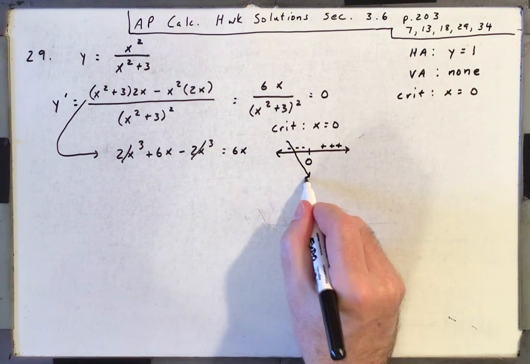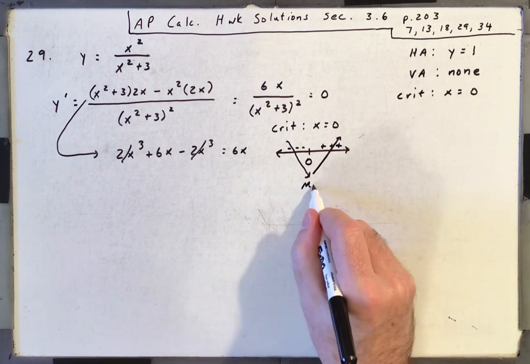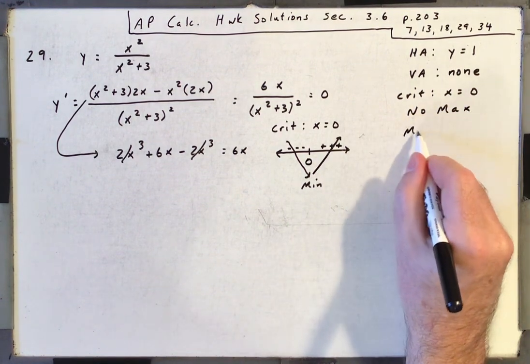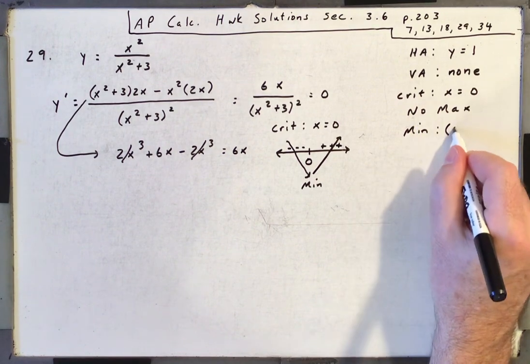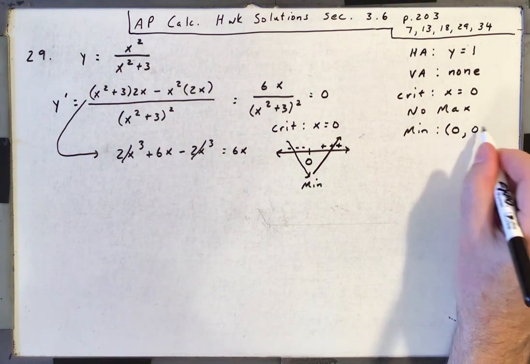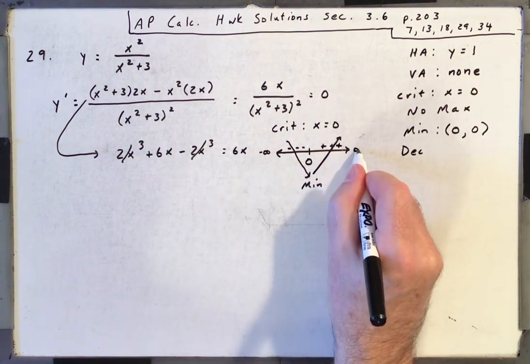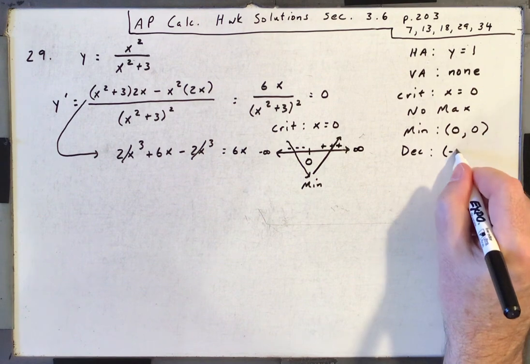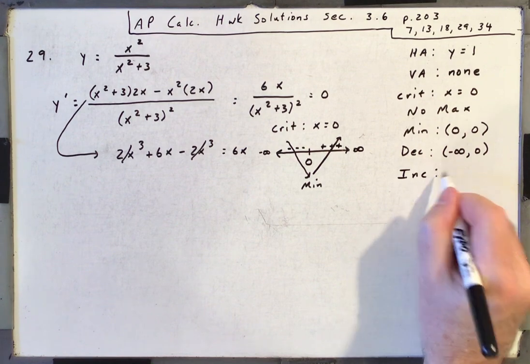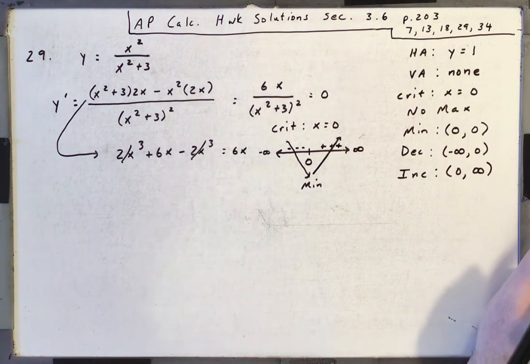So we're coming down, then going back up here. So we do have a minimum, no max. Make sure to write that in, get those points. We have a minimum at 0, 0. So it'd be 0 over 3. So 0, 0. We are decreasing from -infinity to 0 and increasing from 0 to infinity. All right. Not so bad.